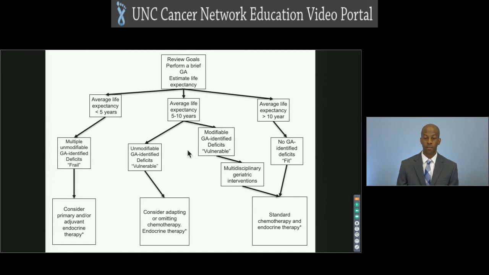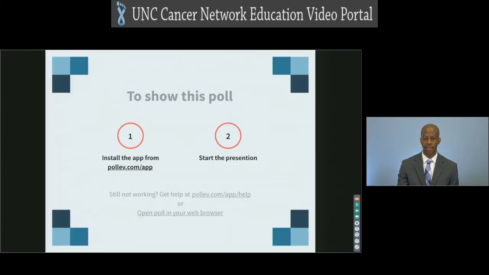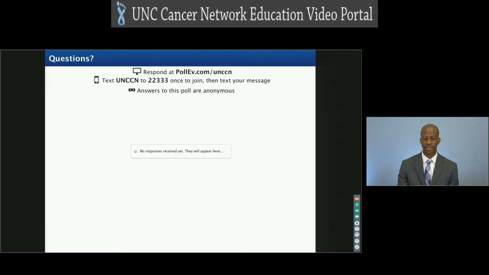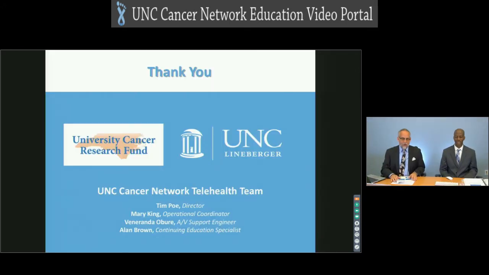If they have modifiable deficits, we address those deficits and see if we can get them back to baseline or back to normal to the point where they can have standard of care therapy. And if they have a good life expectancy, regardless of their age, if they're fit and if they are willing, if it's consistent with their goals, then there's no good reason to be ageist and avoid giving these patients standard of care therapy. And so with that, I think we close. Thank you.